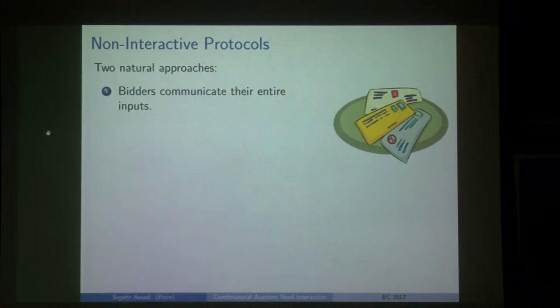So let's see what we can do with a non-interactive protocol. The most obvious choice is that each player will just write its own valuation and send it to the central planner. The good thing is that you'll get an exact answer or some small approximation. The problem with that is that you are communicating exponentially many bits. So this is clearly infeasible.